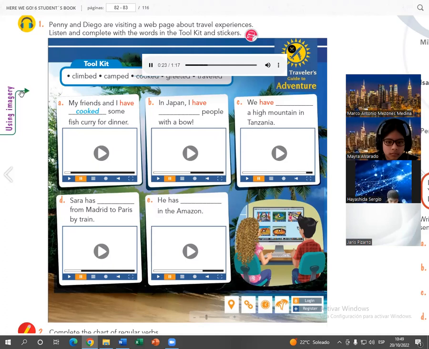A. Here in Thailand, I can't help but eat lots of curry. Actually, my friends and I have cooked some fish curry for dinner. B. When traveling, remember that people from different cultures greet in different ways. In Japan, I have greeted people with a bow. C. My brothers and I enjoy climbing. This year, we have climbed a high mountain in Tanzania. D. There are many ways to travel around Europe. For example, my friend Sarah has traveled from Madrid to Paris by train. E. My boyfriend Paul is an outdoor person. He loves to camp. In fact, he has camped in the Amazon.